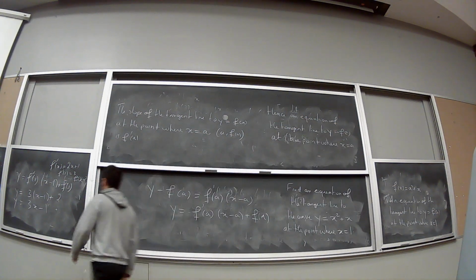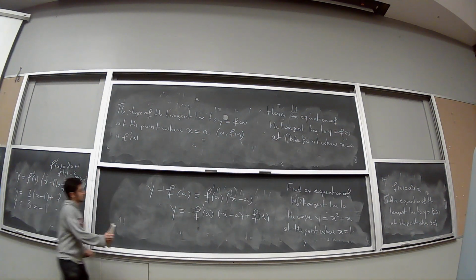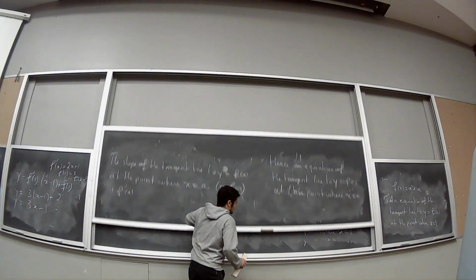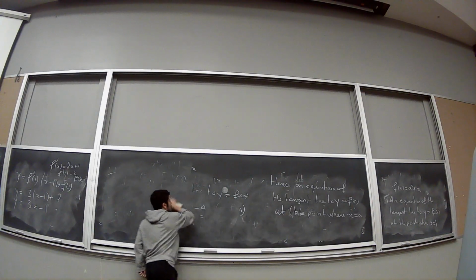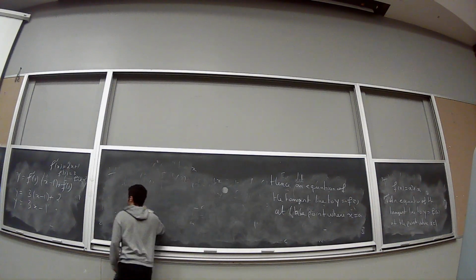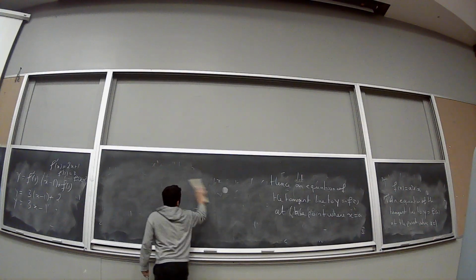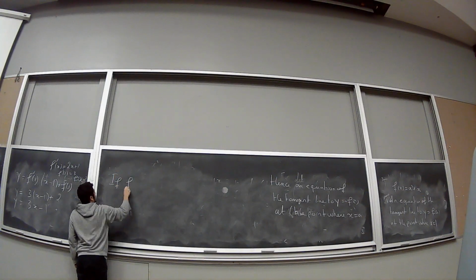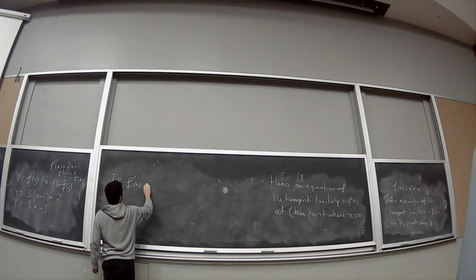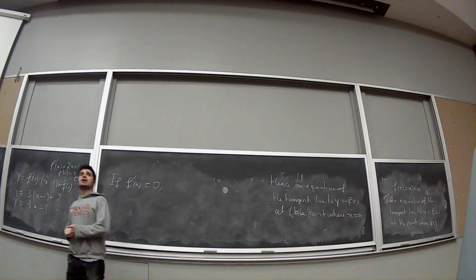We have 10 more minutes. Now if f is differentiable at a and f prime of a is 0, what can I say about the tangent line? If I have a slope equal to 0, what can I say about the line? It's horizontal, right? You guys see this?